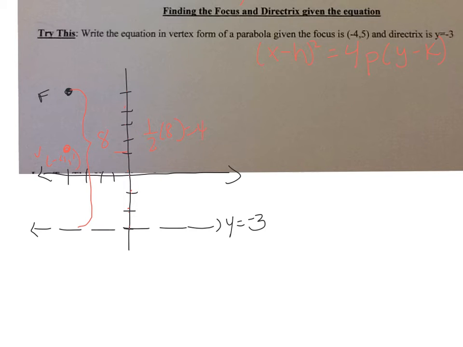So let's write that down over here. Vertex is (-4, 1). Let's plug that in. We have (x + 4)² = 4p(y - 1). All right, so now I should determine my concavity. Is it concave up or concave down? My parabola should hug my focus. So here is my vertex. In order to hug the focus, my parabola has to open upward. So this would be concave up.